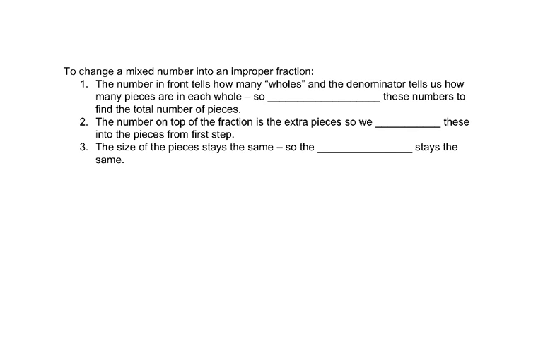So to go the other way, to change a mixed number into an improper fraction, remember the number in front tells you how many wholes, and the denominator tells you how many pieces are in each whole. So if we multiply those together, we find out how many pieces we have completely. Then the top of the fraction is the extra pieces, so we have to add those into that number. The size of the pieces stays the same, so the denominator stays the same.